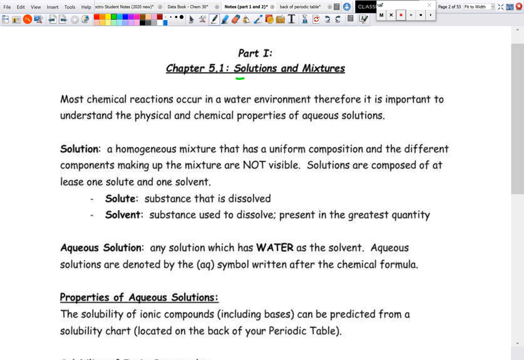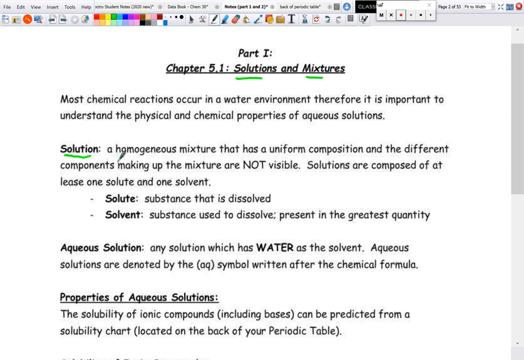So we're going to be looking at solutions and mixtures. So this is more or less kind of some definitions, and we're going to be using our periodic table as well, and really just try to understand what solutions are, what's in them, and everything like that. So first of all, I have to look at what is a solution.